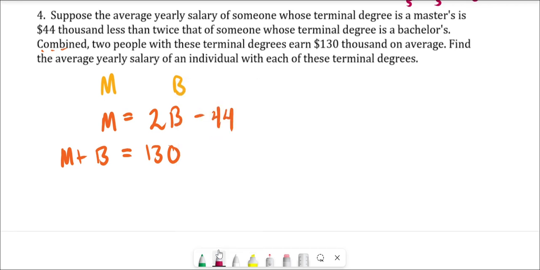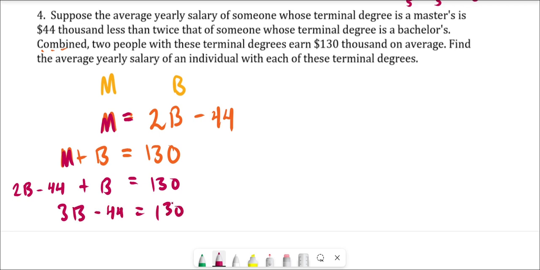Now, to solve this, we're going to take advantage of the fact that this has already been solved for m. That means that anywhere I see another m, I can replace that with 2b minus 44. So if I write 2b minus 44 instead of m in this equation, then I have b added to that gives me 130. Now this can be solved. We add the b's together and get 3b minus 44 equals 130. And adding the 44 to both sides, we wind up with 3b is equal to 174.